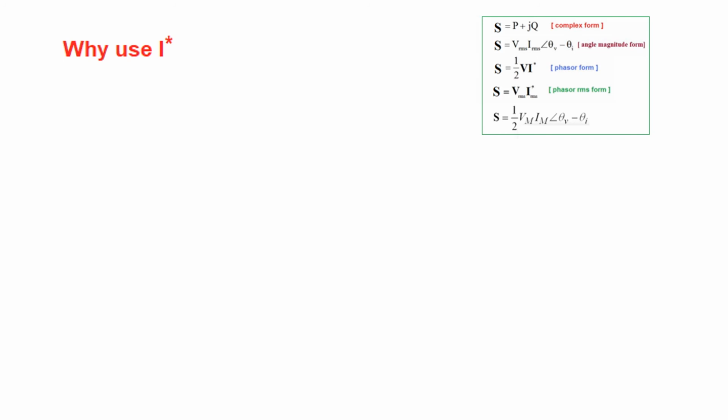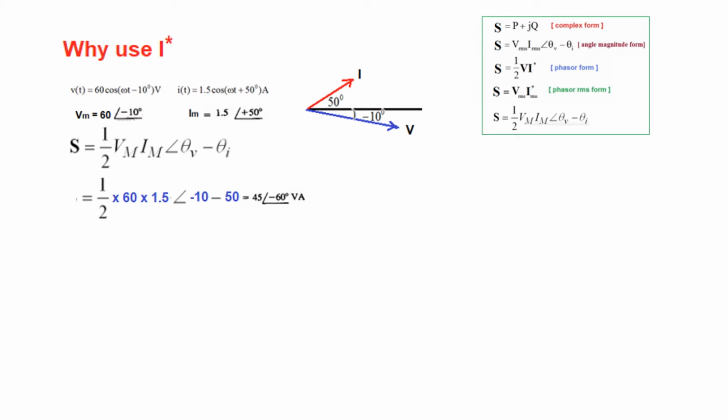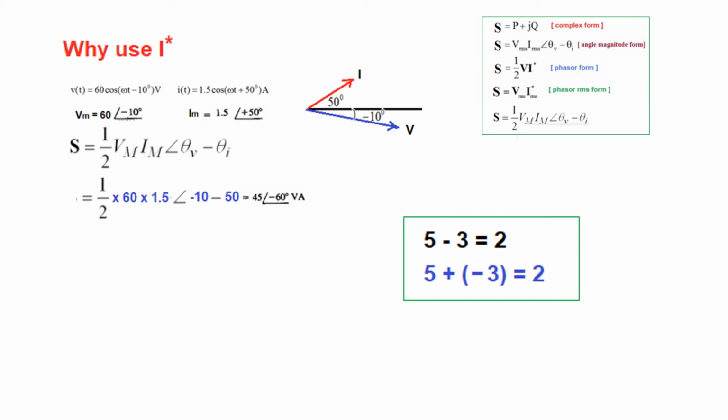Okay, now a student has also asked why we use the I conjugate. Well, one thing can be written in several ways. If I want to use this formula, I can simply use the magnitudes and the angles, minus 10 and minus 50, and this way I can calculate the complex value. And if I want to use the other one, there's no harm. I will just give an example here.